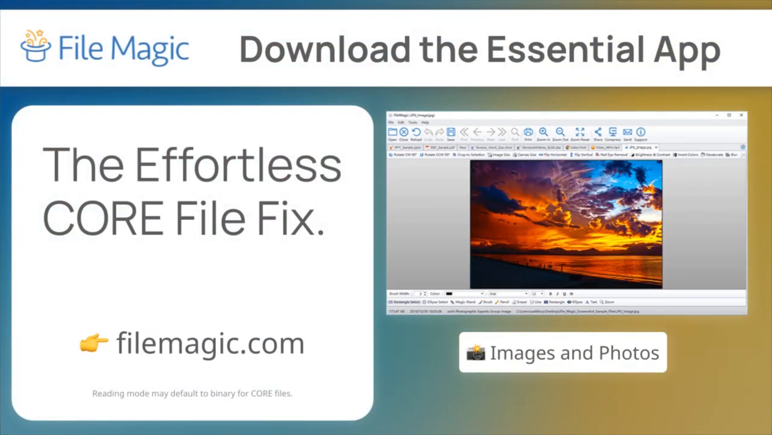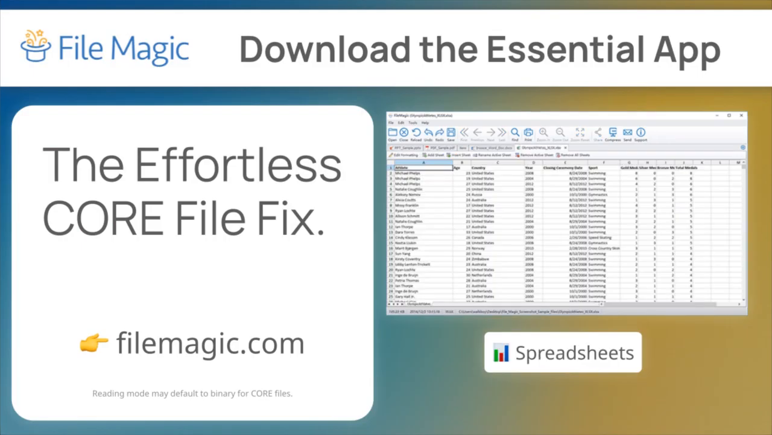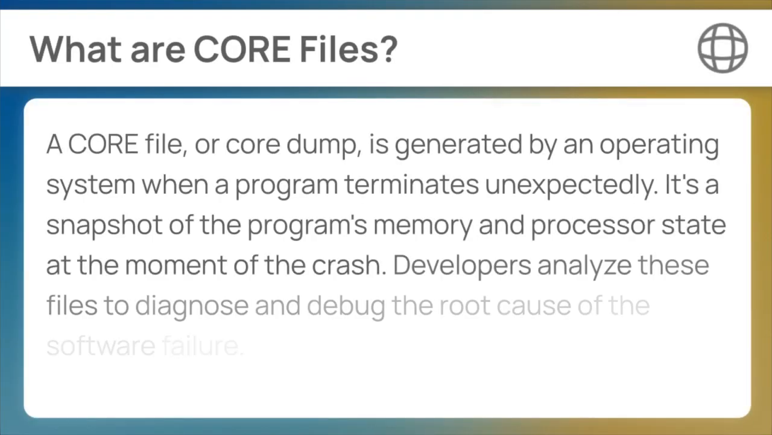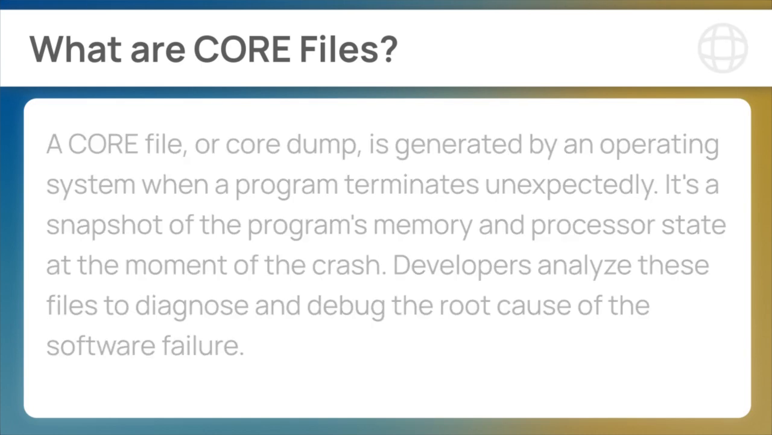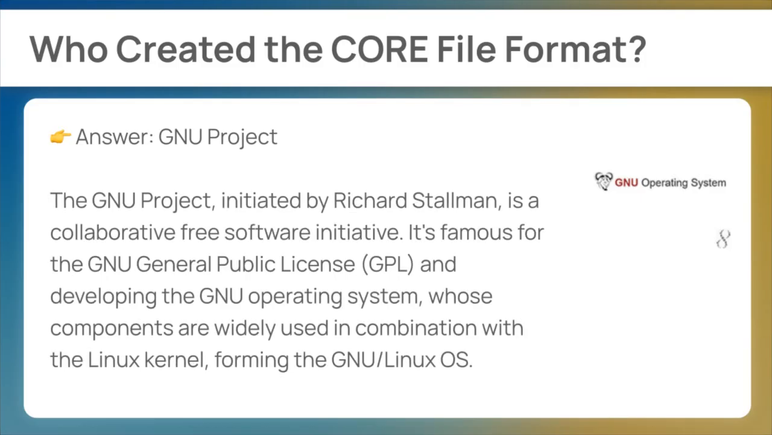I'll introduce the single most powerful CORE inspection tool that can address this entire problem, along with virtually every other file type you encounter. A CORE file, or core dump, is generated by an operating system when a program terminates unexpectedly. It's a snapshot of the program's memory and processor state at the moment of the crash. Developers analyze these files to diagnose and debug the root cause of the software failure.